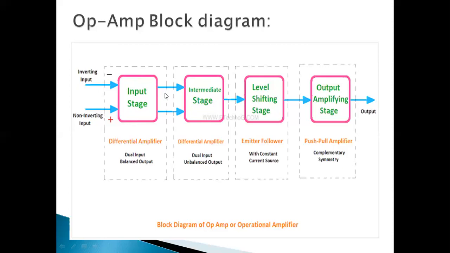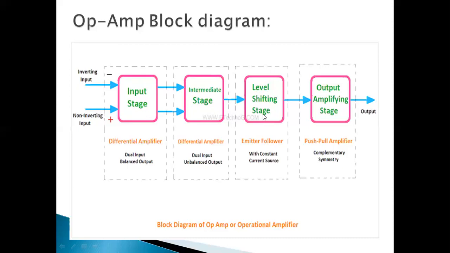As we have already discussed the characteristics of an op-amp, ideally the op-amp has infinite voltage gain and infinite input impedance. That means we should provide higher gain as well as higher input impedance. So these two stages are used to give higher gain as well as high input impedance. And the third one is the level shifter stage.